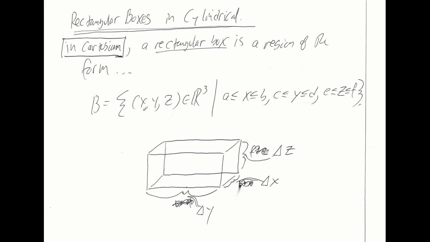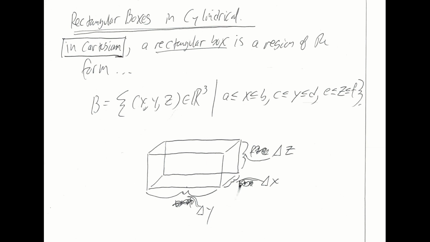Rectangular boxes, first in Cartesian, to remind ourselves, look like regions of 3-space of this form. So in particular, the analytic characterization of a rectangular box in Cartesian coordinates is that the x, y, and z variables all have constant bounds. And if I impose such bounds on these variables in Cartesian, we end up with a region that looks like what you might expect given the description rectangular box.